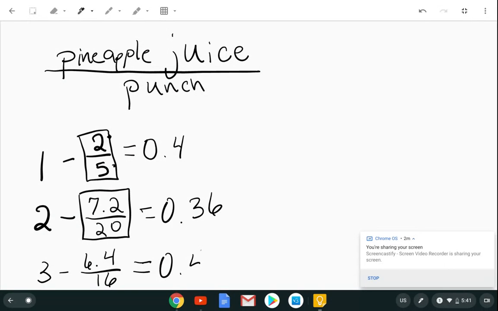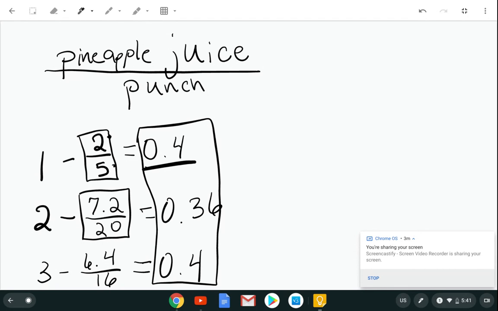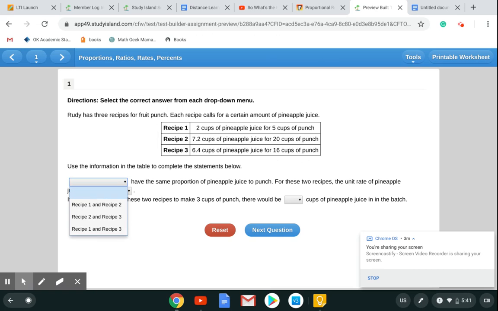Now, to see if 2 of these recipes have the same proportion, we're going to look at these numbers right here and see if 2 of them are the same. Well, we've got this 0.4 right here, and we've got a 0.4 right here, right? So these 2 are the same, and that would be recipe 1 and recipe 3. So let's go back to our question, and let's put in 1 and 3. There it is. So now it says recipe 1 and recipe 3 have the same proportion of pineapple juice to punch. Yes, we just figured that out.